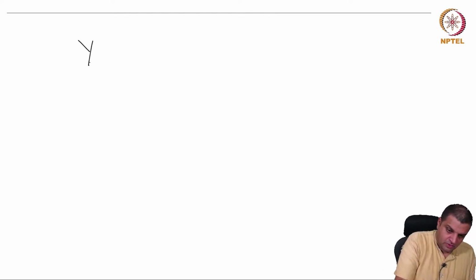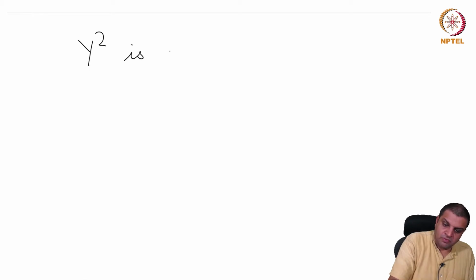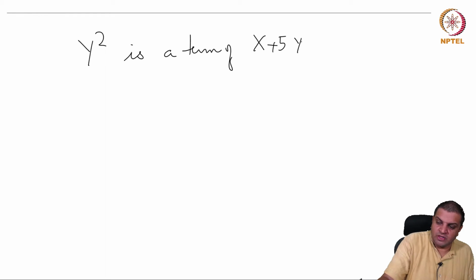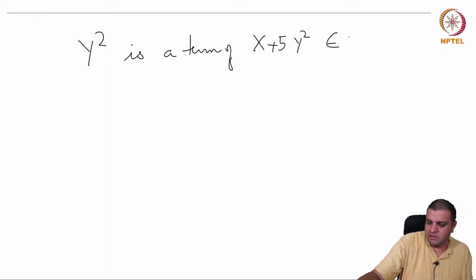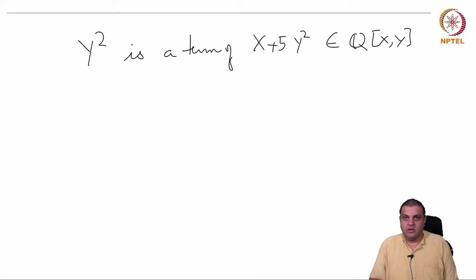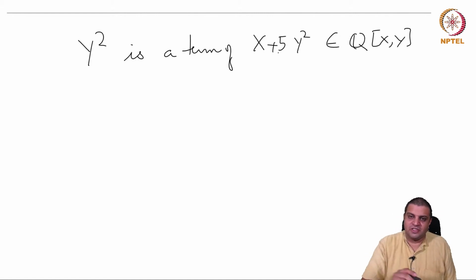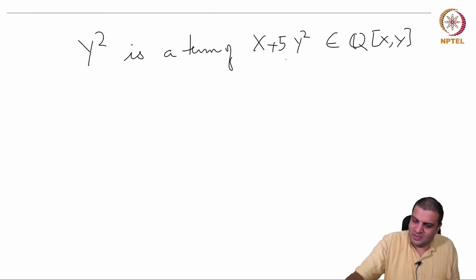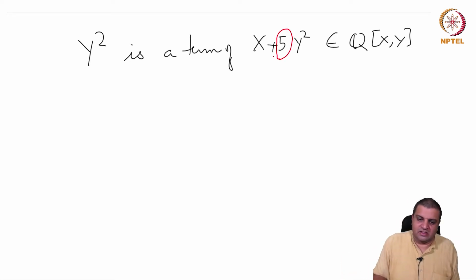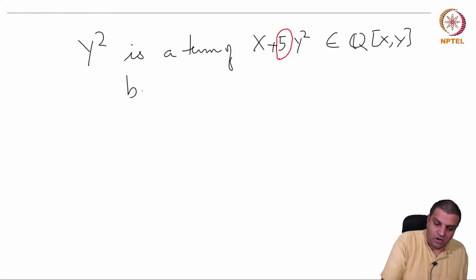For example, y square is a term of x plus 5y square. Let's say this is a polynomial in Q[x,y]. If you are in characteristic 5, this coefficient is 0, so it's just 2. Okay. So that's a non-zero coefficient in characteristics different from 5. So here we chose a field of characteristic 0.